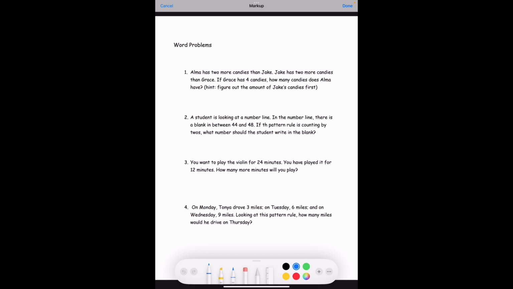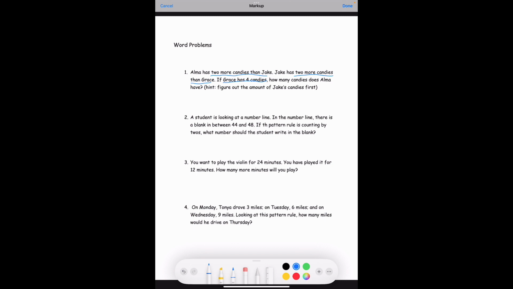Word problems. Alma has 2 more candies than Jake. Jake has 2 more candies than Grace. If Grace has 4 candies, how many candies does Alma have? Hint, figure out the amount of Jake's candies first.